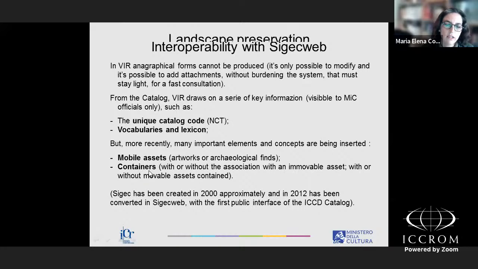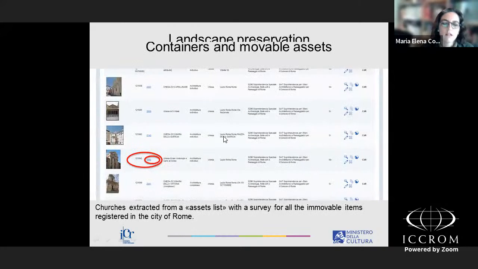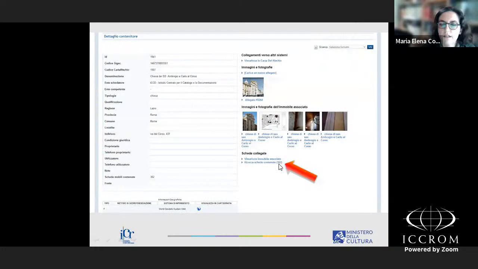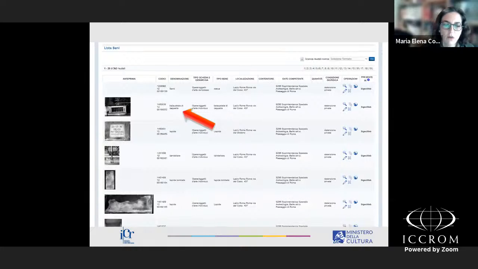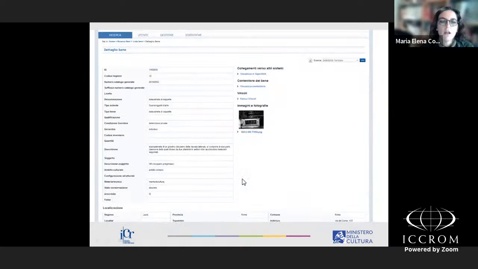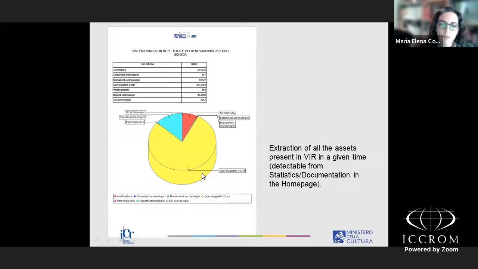And then recently, we are inserting from catalog also mobile assets and containers. Mobile assets are concentrated in containers, that is, buildings that can be with or without the association with an immovable asset. For instance, also in the case of an emergency, we can find in VIR a church, and if there is also the container, the official or the civil protection can go inside the container and see, for instance, in this case, that there are 362 art objects inside this church, so they can have the list of all the art objects inside, and for every object they can have the form from the catalog, and they can go on the emergency sites knowing very well what to find.